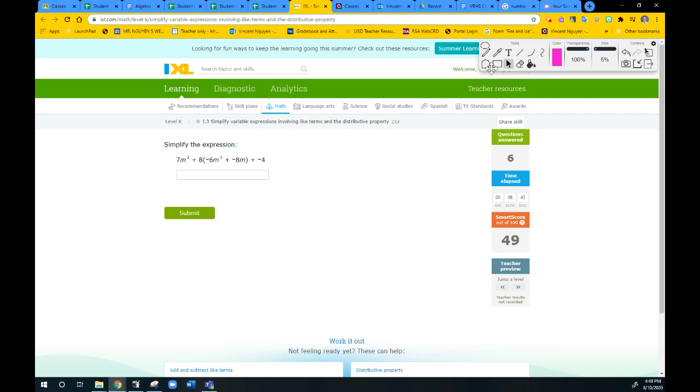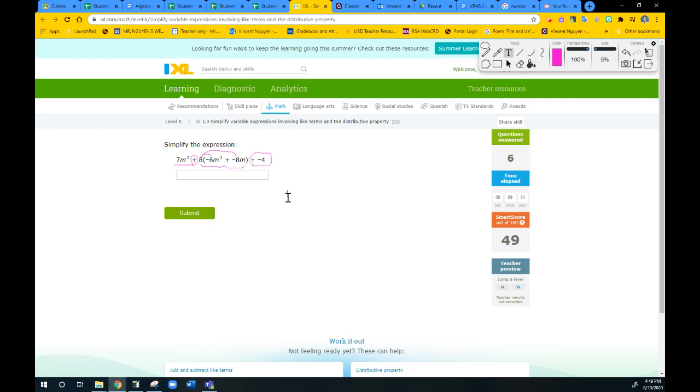Oh, this is not the same thing, so I will do this one. All right, so as you can see, this is standing alone with this plus sign, but this 8 is being multiplied because of the parentheses. Okay, and then this negative 4 is standing alone. So I'm going to take care of this first, okay? So this right here, I'm going to do it over here. So I'm going to do the 8 times negative 6m squared together. So I'm going to write the answer down.